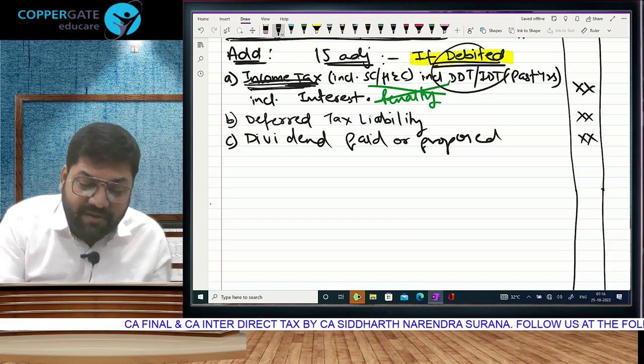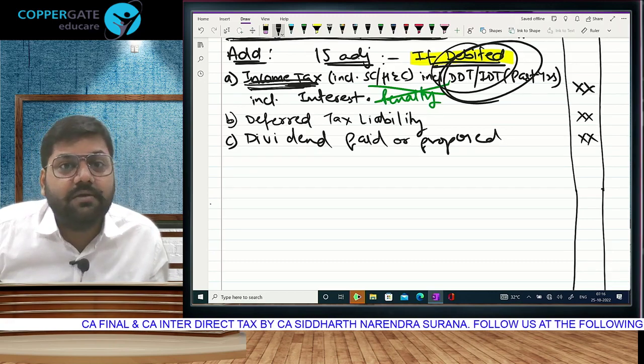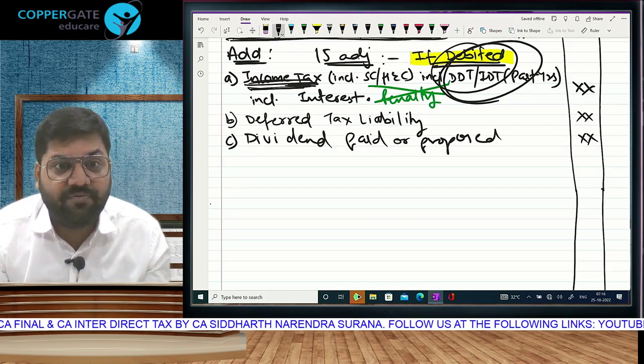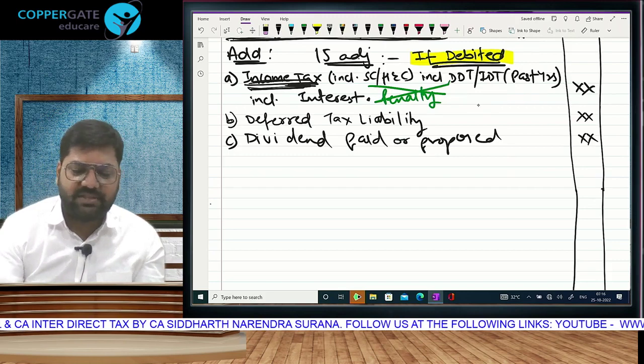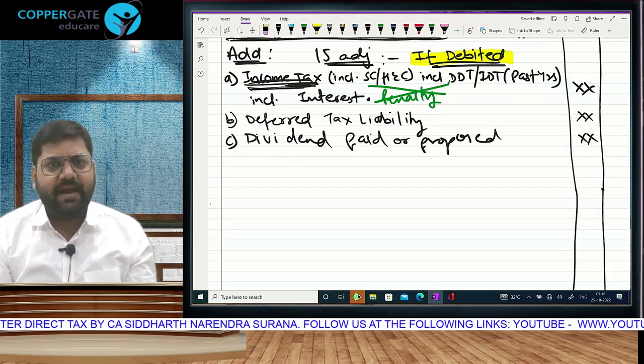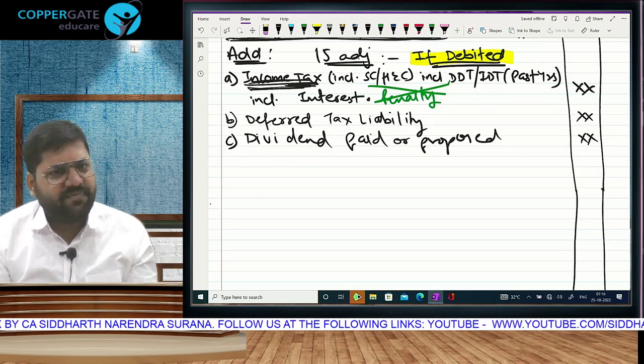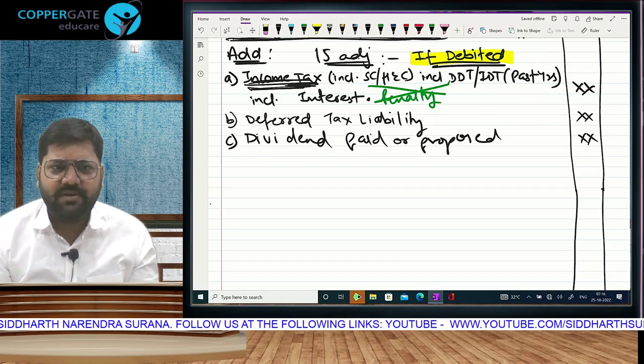But in case you have debited, so you have made a mistake. In normal provisions, we use the word disallow because we don't want to give you deduction. But here, though, it is a wrong debit and we just have to add it back. So any dividend which is paid to your shareholders has to be added back. Very, very easy adjustment. Very simple.